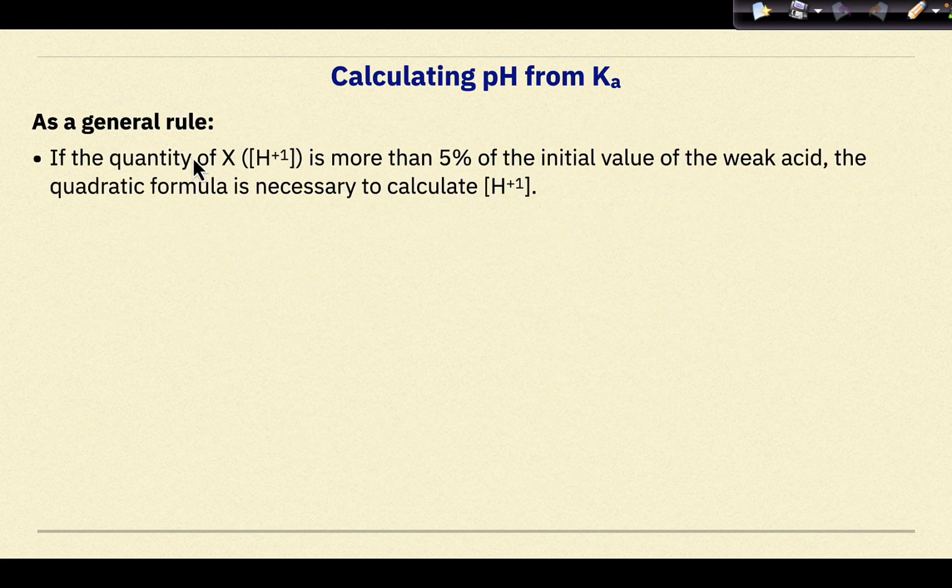As a general rule, if the quantity of X, our hydrogen ion concentration, is more than 5% of the initial value of the weak acid, the quadratic formula is necessary to calculate the hydrogen ion concentration. Now, on the AP exam, they're not going to do this to us, but it's good to know this formula.